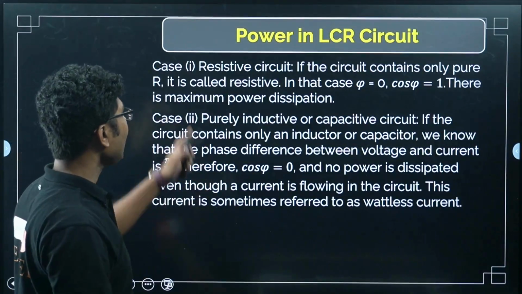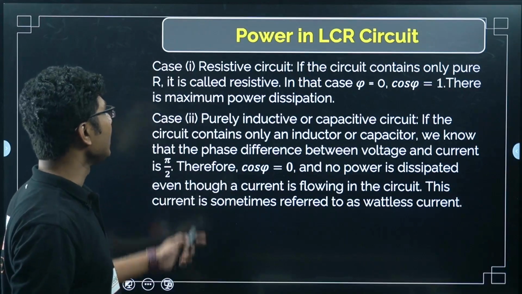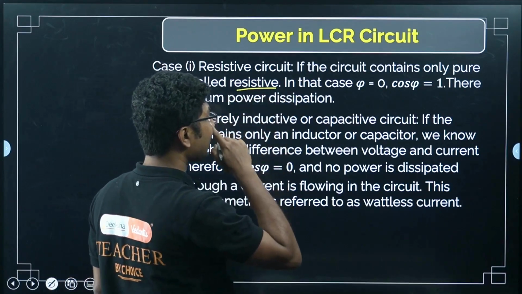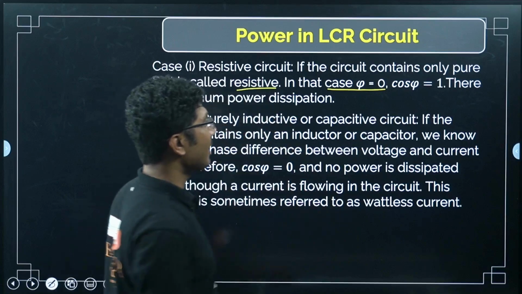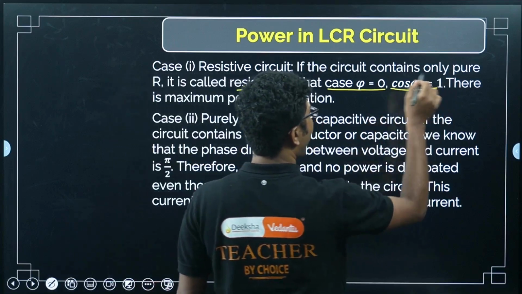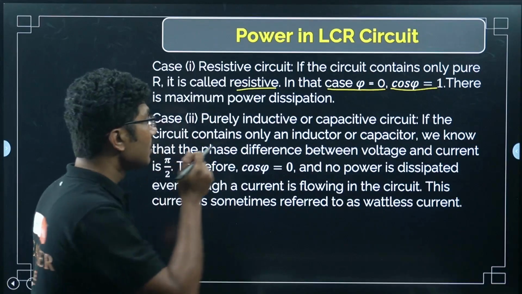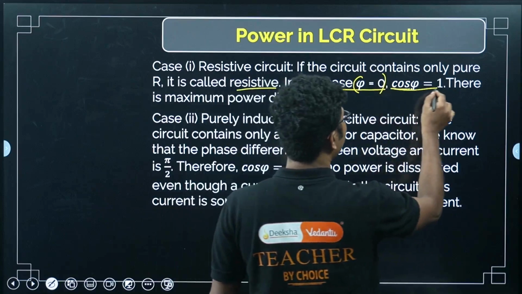Now, resistive circuit, as I said, if the circuit contains only pure resistance, it is called resistive. In that case phi is 0 and cos phi is 1. There is maximum power dissipation. So in this case phi is 0, so cos phi is plus 1.